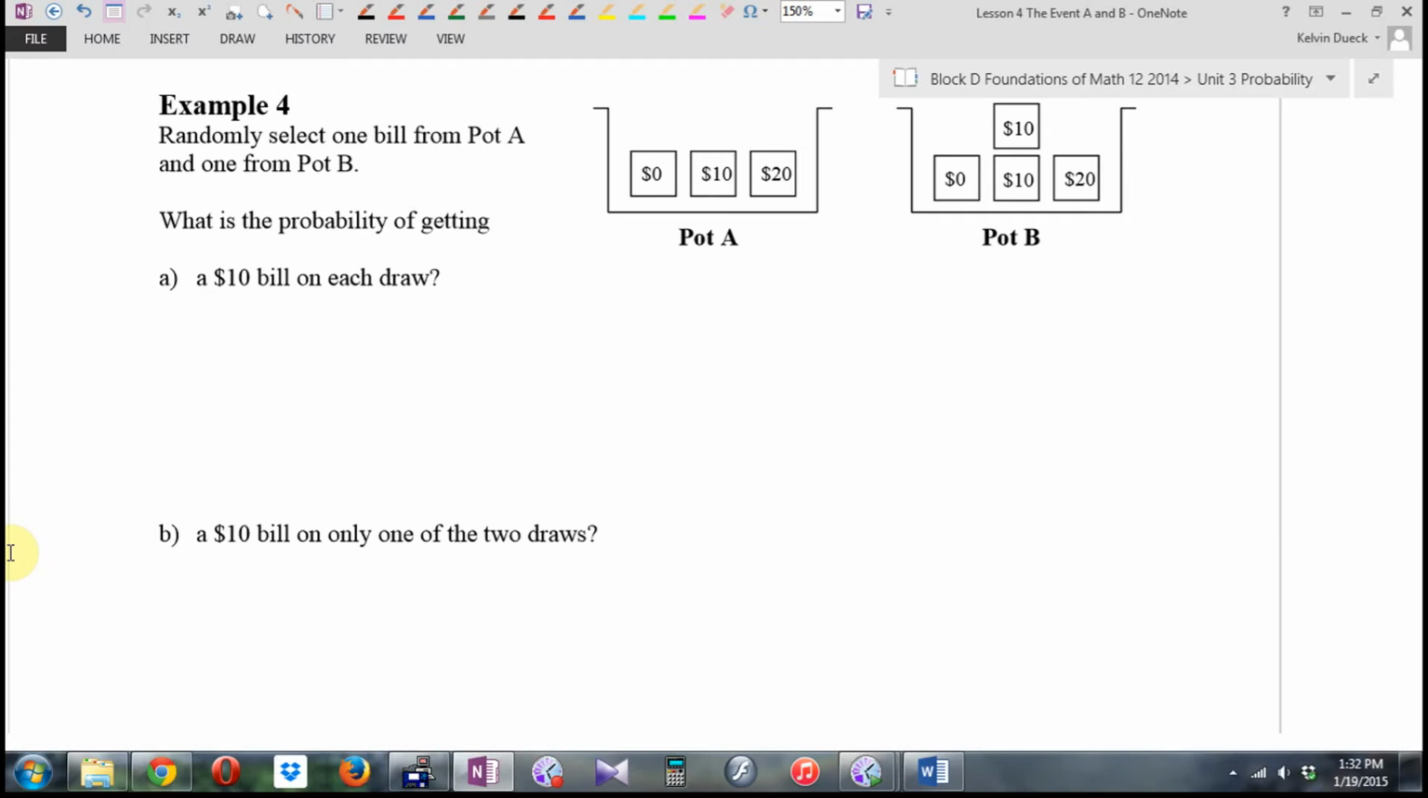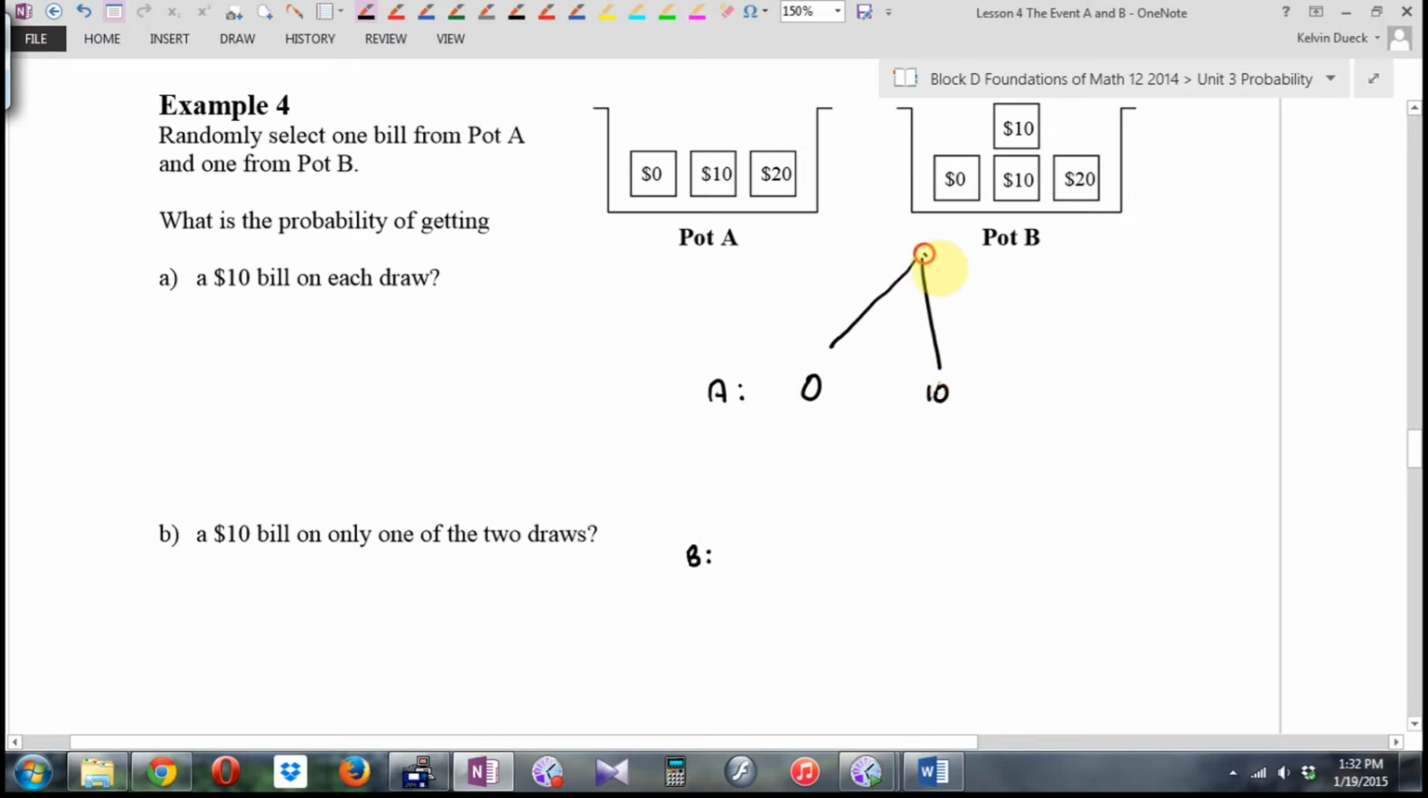Okay, so I'm going to have pot A and on the next level, pot B. What are the possible outcomes for pot A? What can I get? Okay, so 0, 10, or 20. What's the probability of getting a 0? 1 in 3. What about a 10? What about a 20? 1 in 3. Remember the built-in error check that I gave you, Mackenzie? Double check, adds to 1. I didn't miss anything.